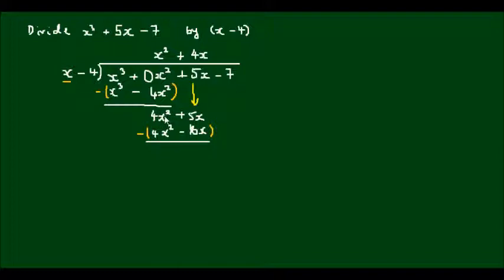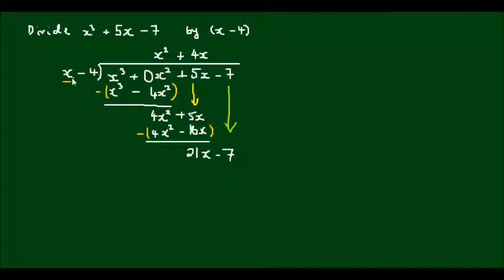4x squared minus 4x squared is 0. 5x minus negative 16x is 21x. Bring the 7 down, bring the negative 7 down.